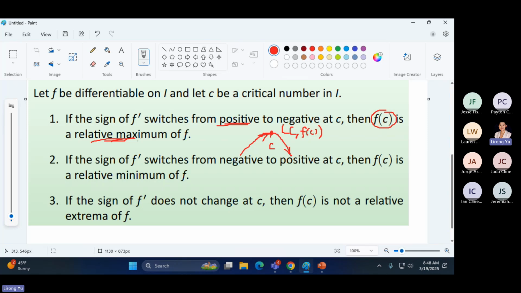So that means specifically at C, the derivative is switching signs, from positive to negative. So it's increasing then decreasing. At C, we have the maximum.